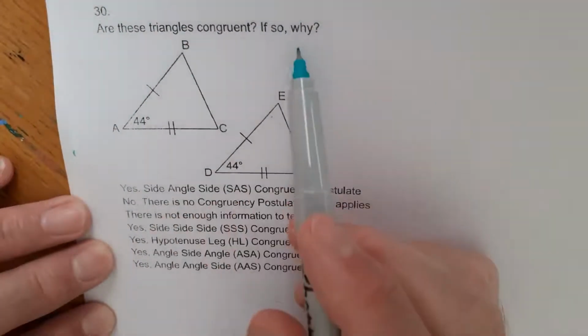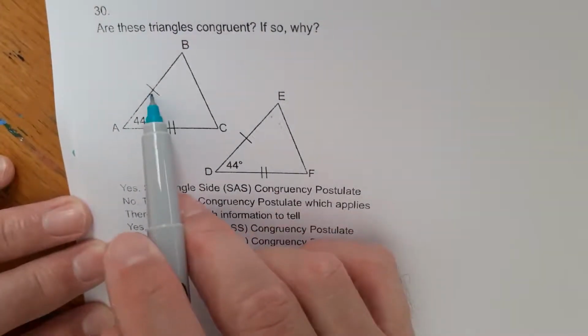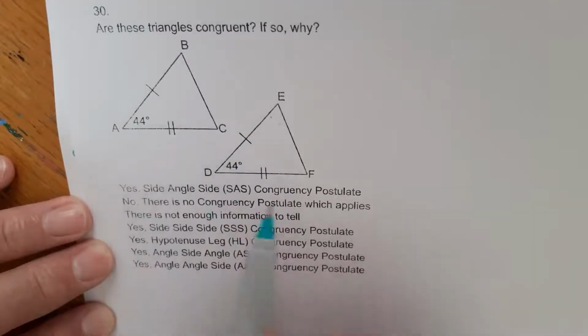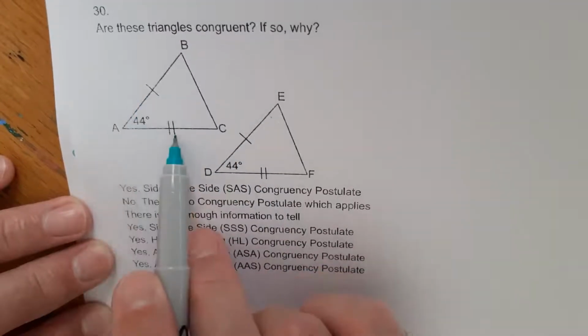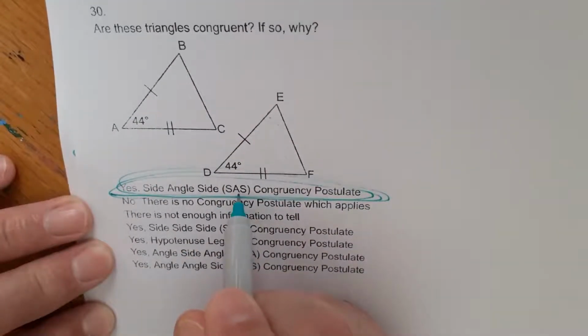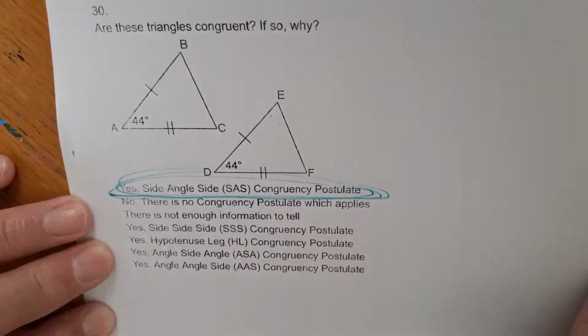Okay. Are these triangles congruent? So here's a side corresponding to a side. Here's an angle corresponding to an angle, and a side corresponding to a side, and it's side, angle, side. Yes, side, angle, side. We do have a postulate called side, angle, side. They are congruent.